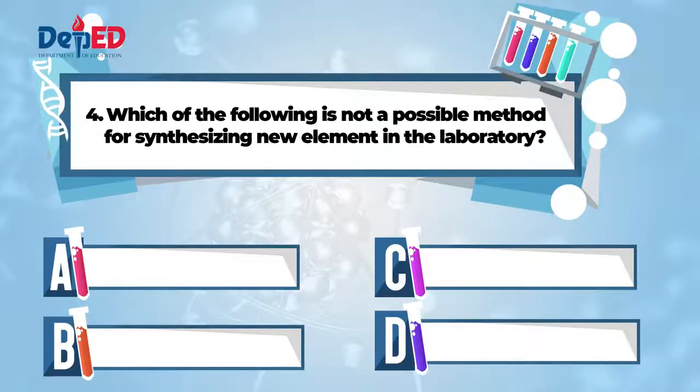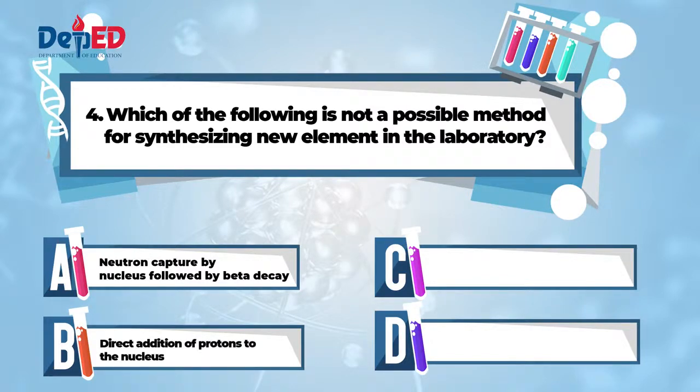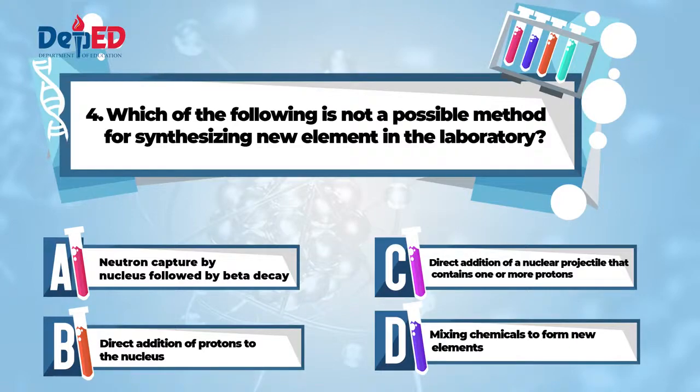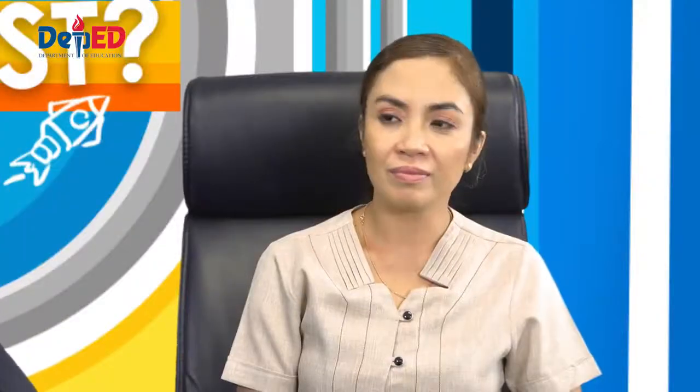Which of the following is not a possible method for synthesizing new elements in the laboratory? A. Neutron capture by nucleus followed by beta decay. B. Direct addition of protons to the nucleus. C. Direct addition of a nuclear projectile that contains 1 or more protons. Or letter D. Mixing chemicals to form new elements. That's a tough question, Manuel.